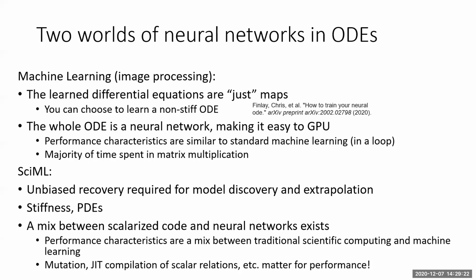So there's really two worlds of neural networks and ODEs. What we found from our users is that there's a group that's doing this for machine learning. So the neural ODEs paper at NeurIPS was really about how do you do image processing with an ordinary differential equation.